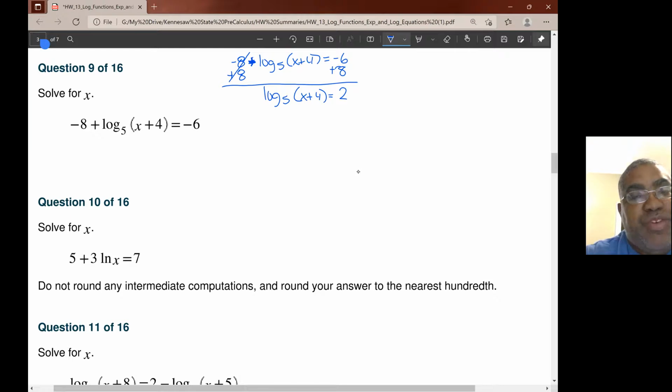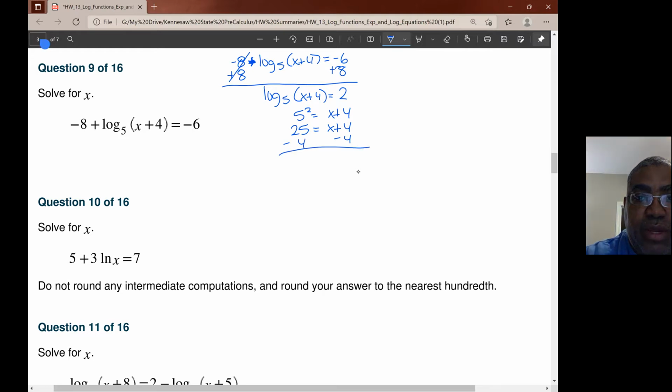All right, we rewrite this exponentially. So 5 squared is equal to x plus 4. Or 25 is equal to x plus 4. Subtract 4. And 21 is equal to x.